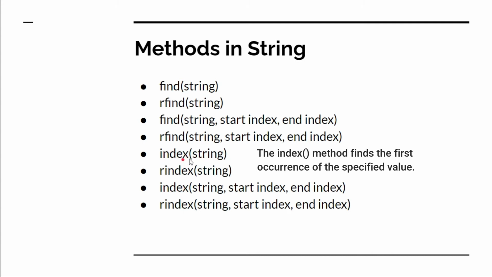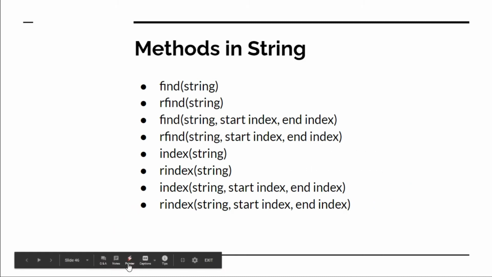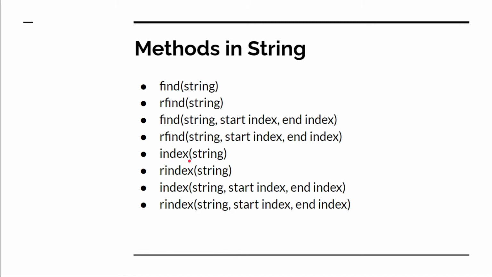The index method finds the first occurrence of the specified value and it raises an exception if the value is not found. So this is the main difference between find and index. If the element is not found by find method, then it returns -1, whereas if the element is not found by index, it raises an exception. The usage is same for both the methods. So quickly let's see index and its overloaded methods.